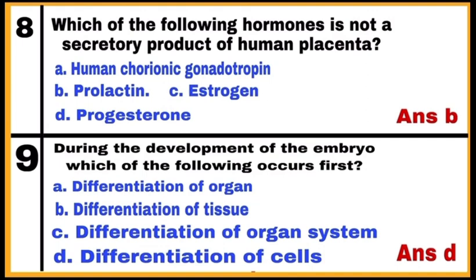Question 9. During the development of embryo, which of the following occurs first? During the development of embryo, immediately after implantation, the inner cell mass differentiates into ectoderm, mesoderm and endoderm. So option D is correct. Differentiation of cells takes place first during the development of embryo.